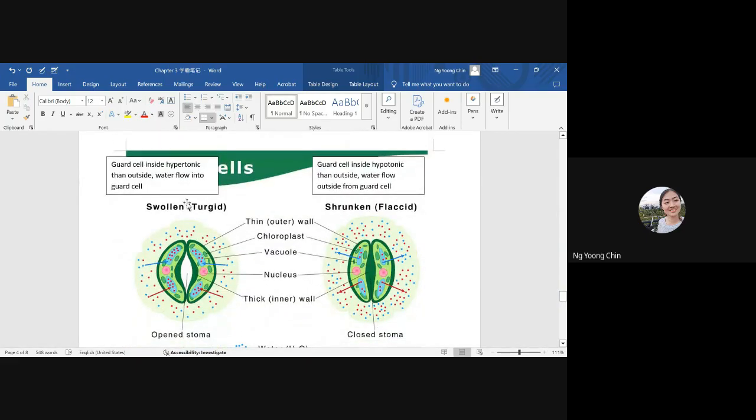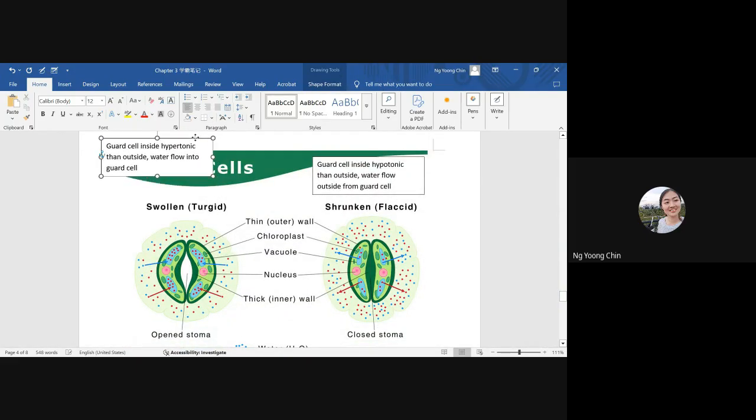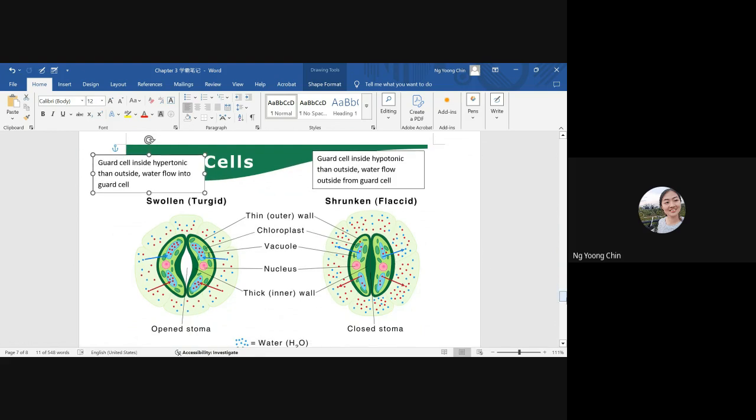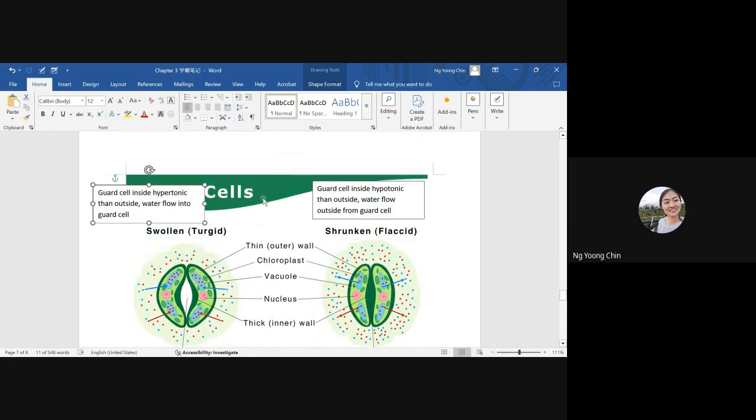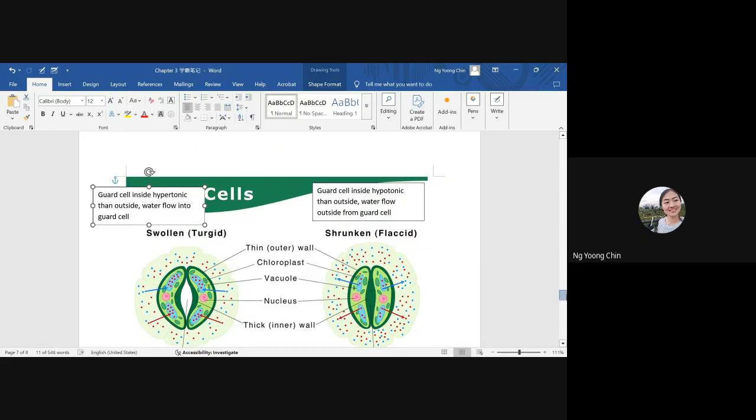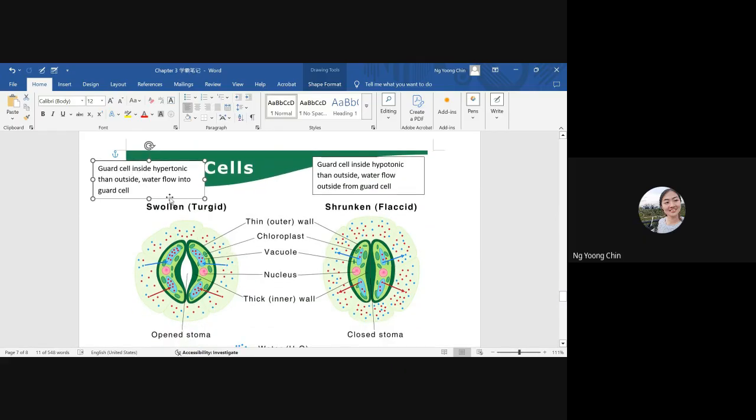Okay, for the guard cell, it is not so common to come up in the exam, but some questions will ask you about how the guard cell is able to take in water or lose water. So you should know that the guard cells are able to open and close the stomata. The stomata are controlled by the opening and closing of the guard cells, okay? So the guard cell can become turgid or flaccid.